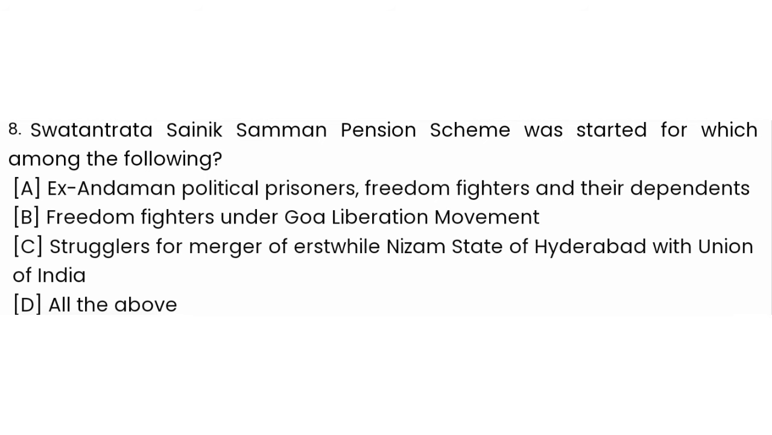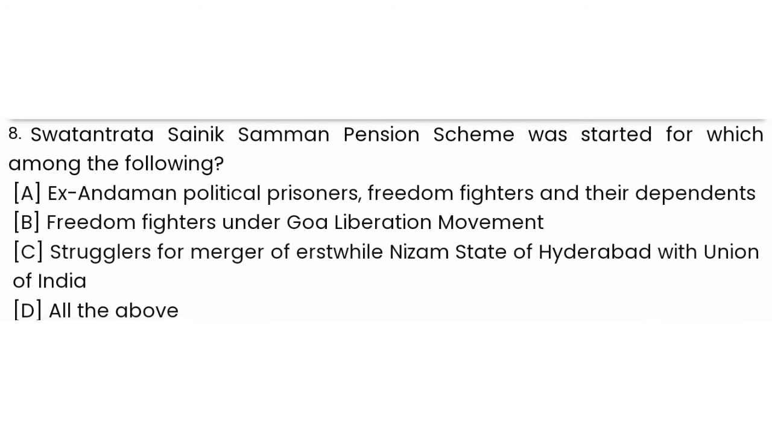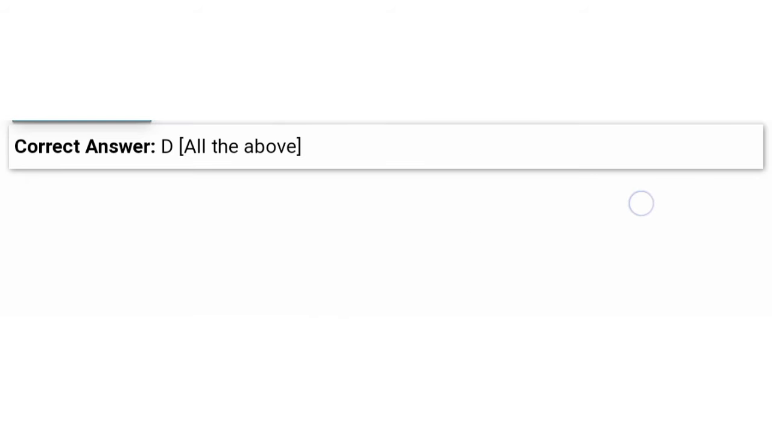Swatantrata Sainik Samman Pension Scheme was started for which among the following? And the correct answer for this question is option number D.